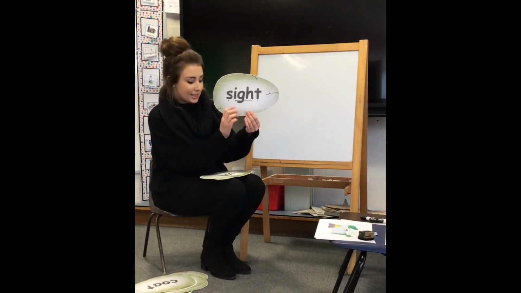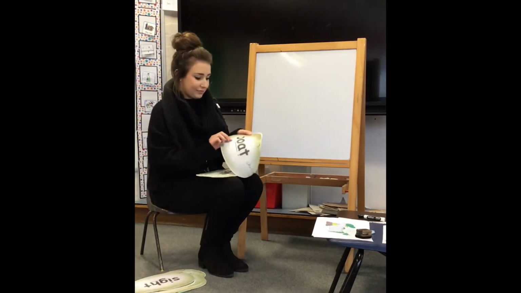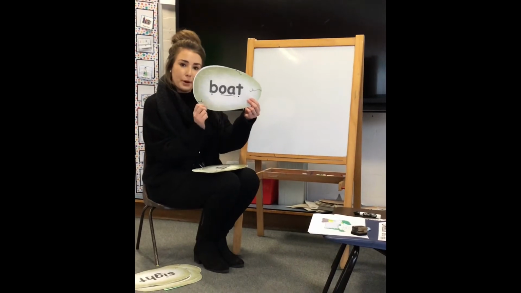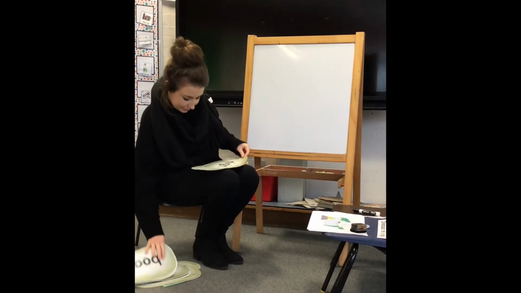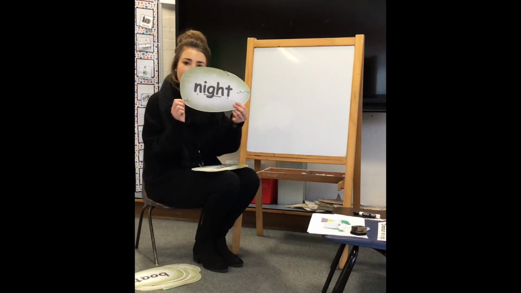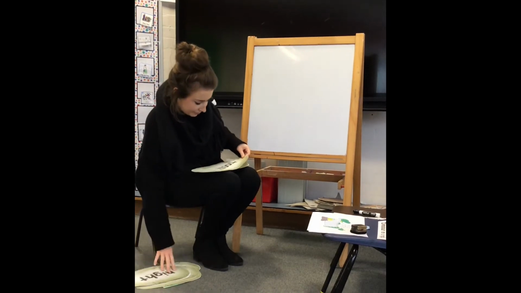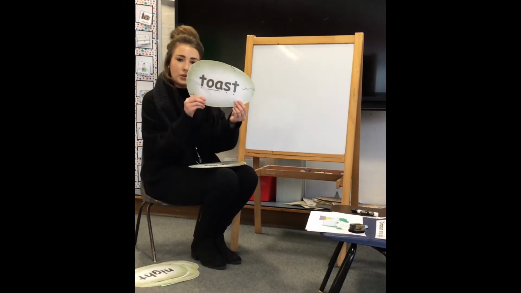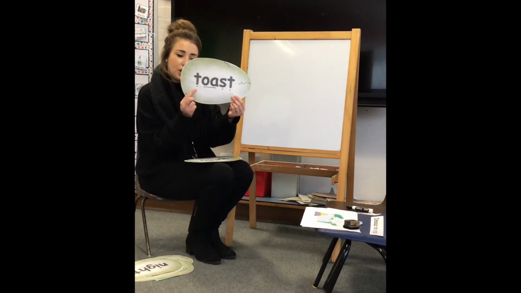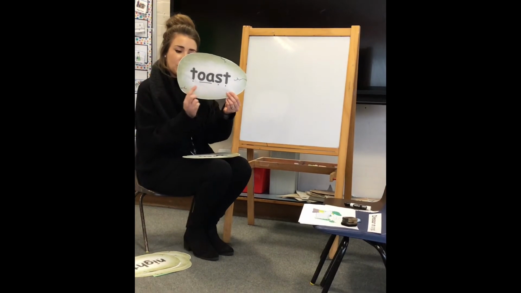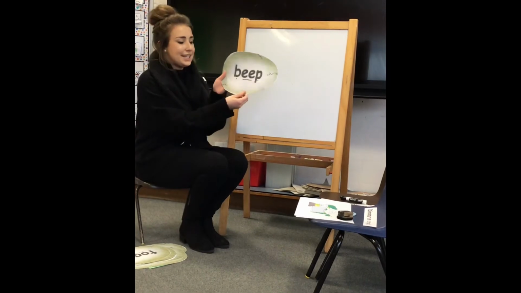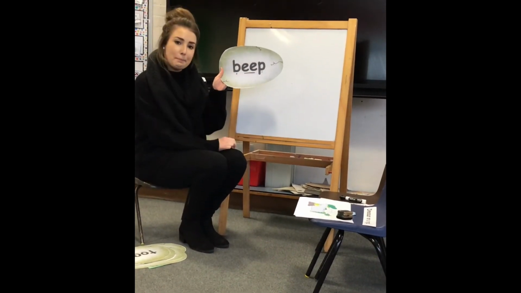S-I-T, sight. Another one of our O sounds. B-O-T, boat. Here's that I sound again. N-I-T, night. Now this is a tricky one, it's got four sounds in it. See if you can have a go at home, see if you can tell your grown-up. T-O-S-T, toast. And last one with our E sound, b-e-p, beep.